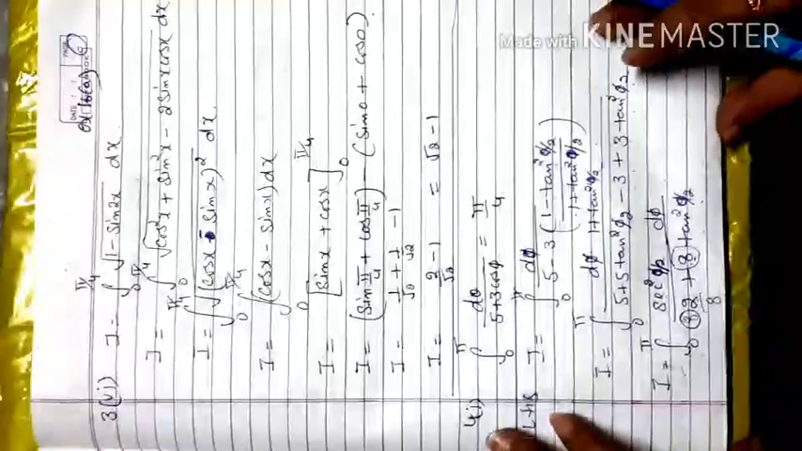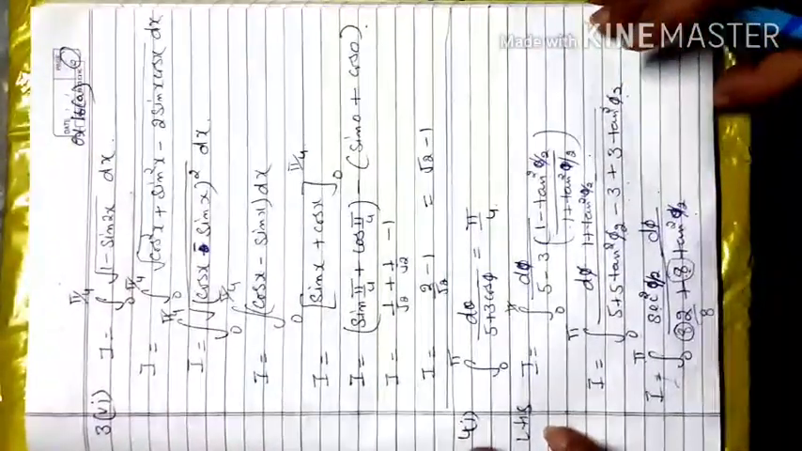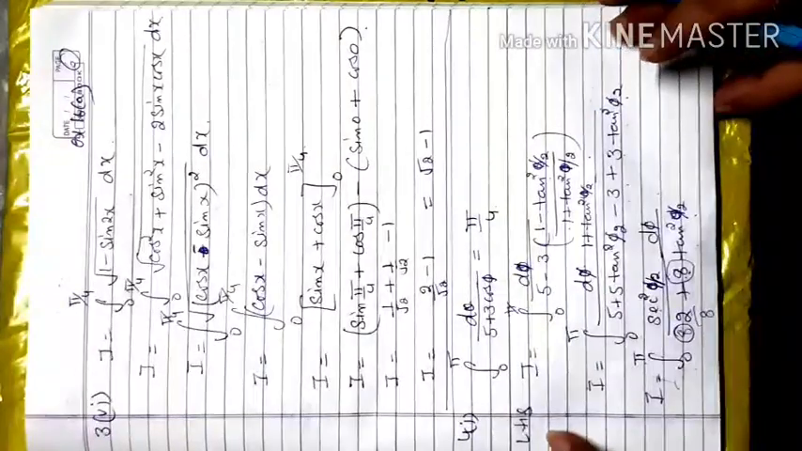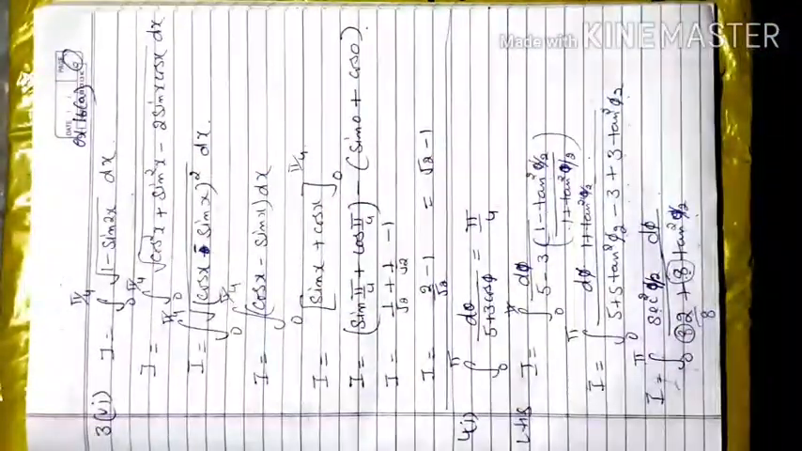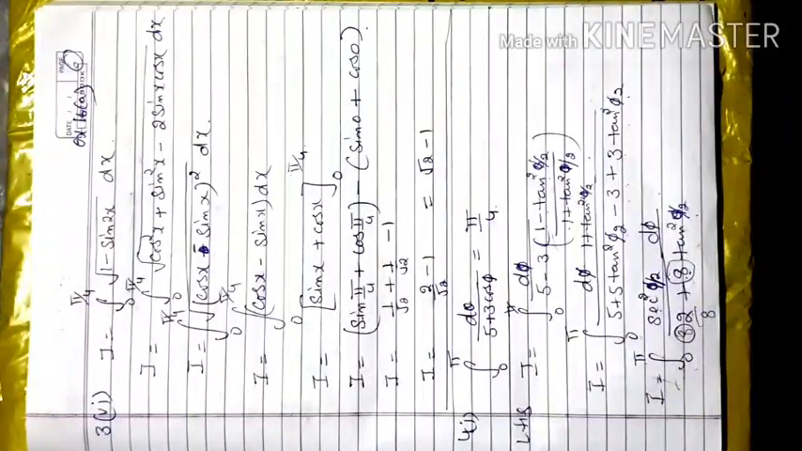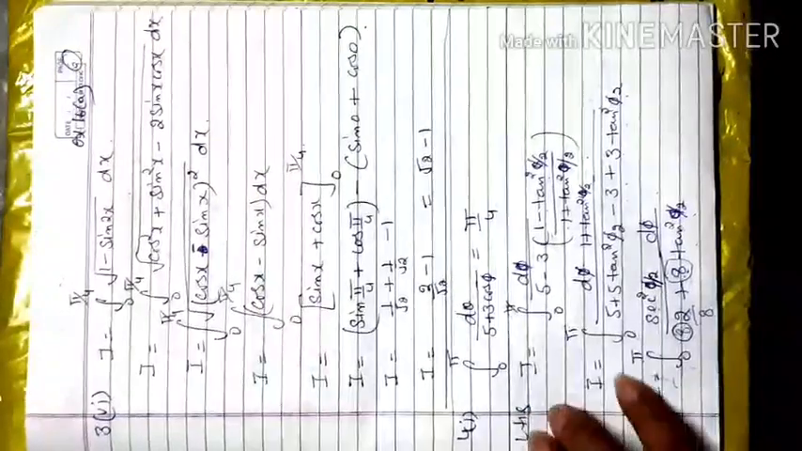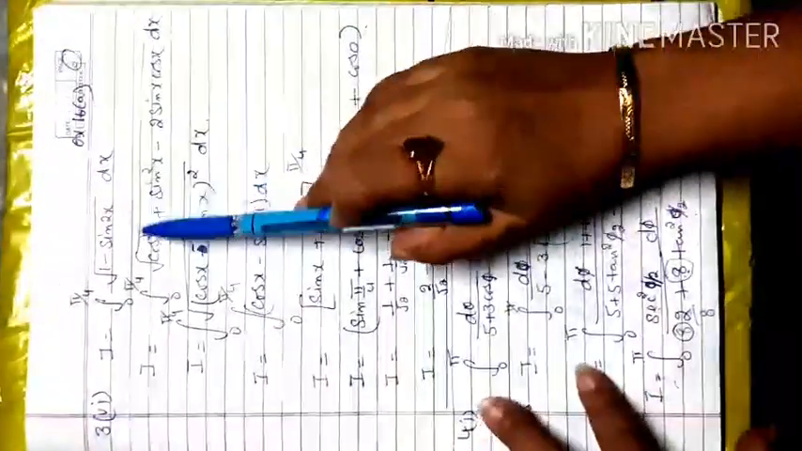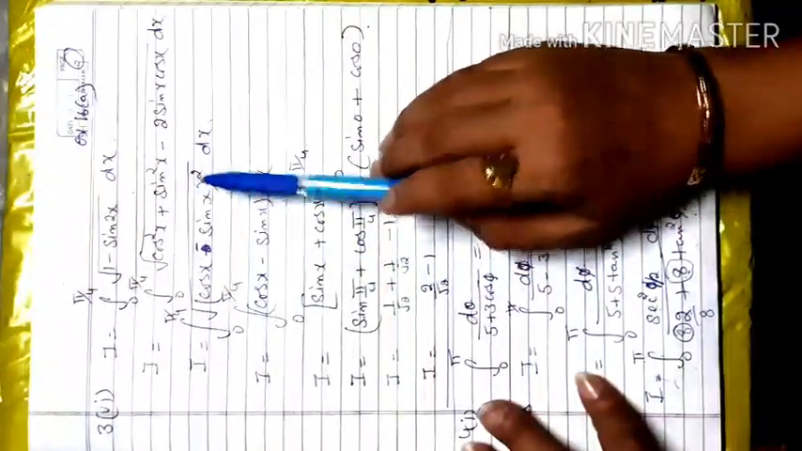Next is integral from 0 to pi by 4 of square root of 1 minus sin 2x. This question you can do in two ways. Either you convert sine into cos form, like 90 degrees minus theta, and apply the formula 1 minus cos theta and cancel the square root, or you can go with the perfect square, like in place of 1 write cos square x plus sin square x, that becomes cos x minus sin x whole square.